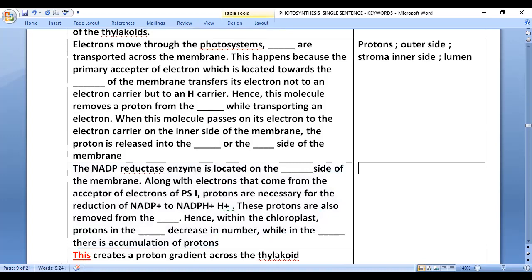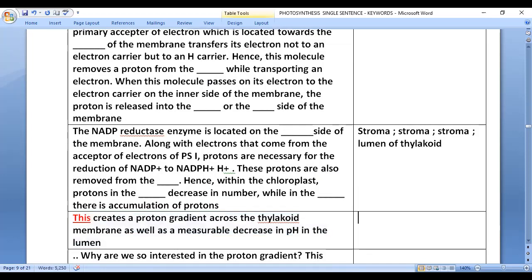The NADP reductase enzyme is located on the stroma side of the membrane, along with electrons that come from the acceptor of electron of PS1. Protons are necessary for the reduction of NADP plus to NADPH plus H plus. These protons are also removed from the stroma. Hence, within the chloroplast, protons in the stroma decrease in number, while in the lumen of the thylakoid there is an accumulation of protons. This creates a proton gradient across the thylakoid membrane as well as a measurable decrease in pH in the lumen.